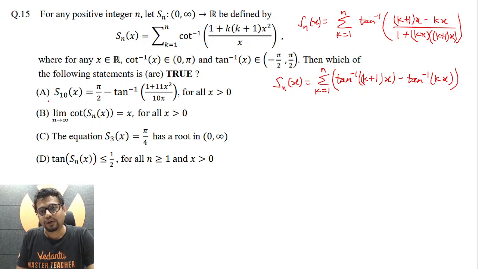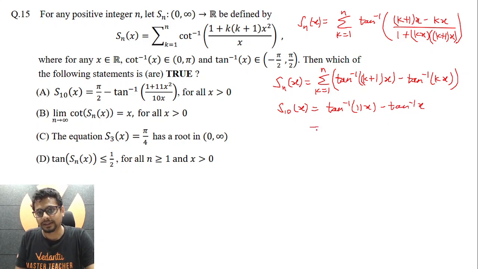Now coming to the first option, S_10(x). As you write for k equal to 1, k equal to 2, k equal to 3, and so forth up till k equal to 10, and you add, you would get S_10(x) as tan inverse 11x minus tan inverse x. So this essentially becomes tan inverse of (11x minus x, that is 10x) divided by (1 plus 11x multiplied by x, that is 11x square).